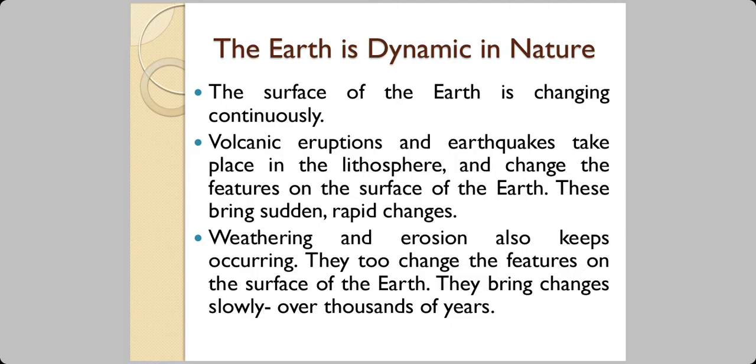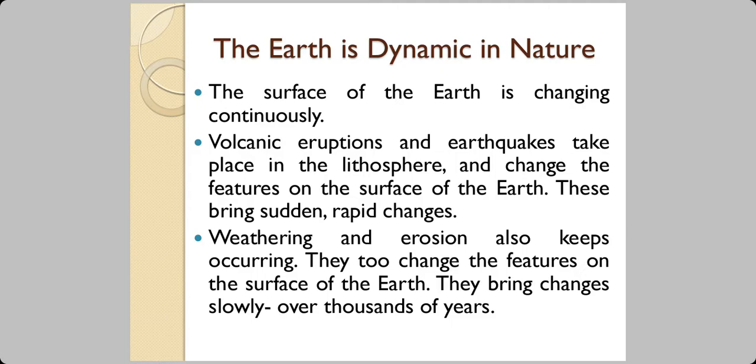So the earth's surface is always changing, it's changing continuously. And that nature is known as dynamic nature. Dynamic means nothing is stable there, everything is changing continuously. Volcanic eruptions and earthquakes take place in the lithosphere and change the features on the surface of Earth. These changes are rapid changes. A volcanic eruption happens in a matter of minutes, and earthquakes happen in a matter of seconds. Just a few seconds of shaking, and everything is over.